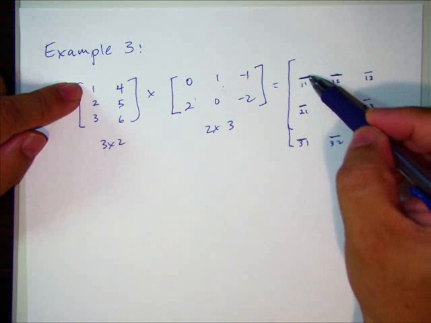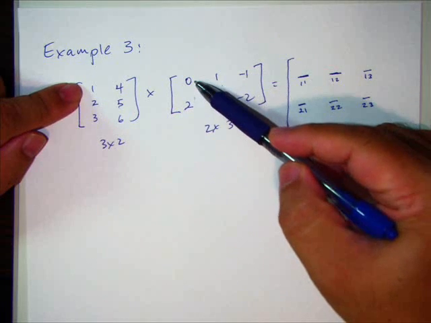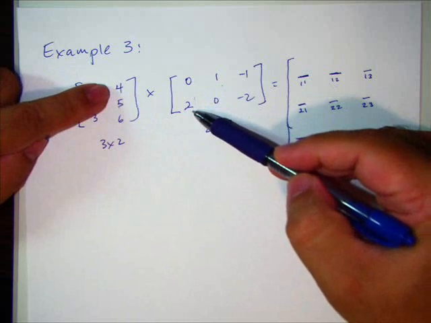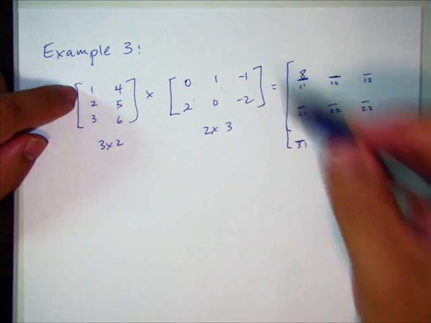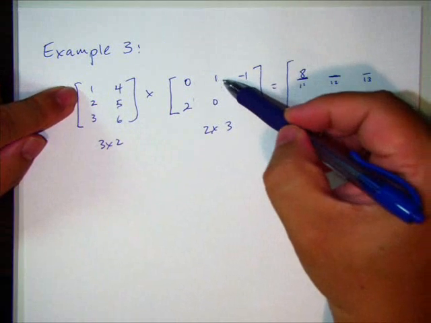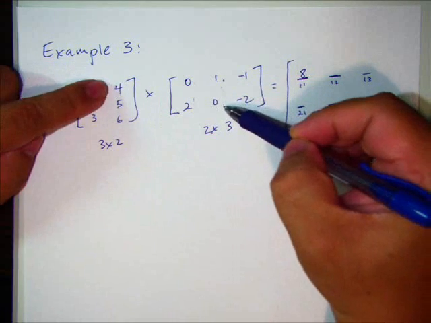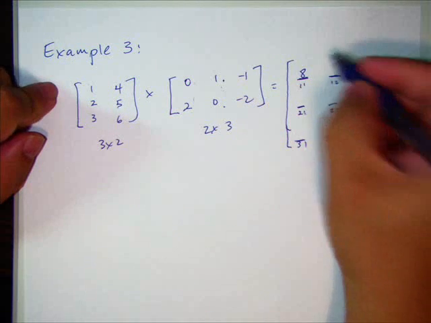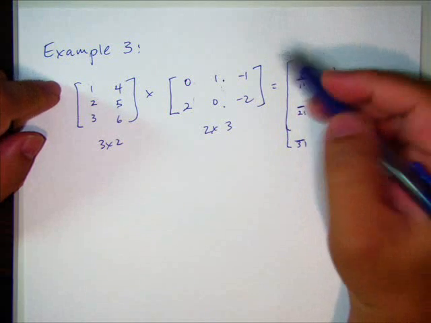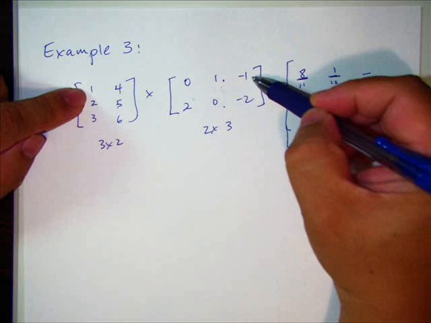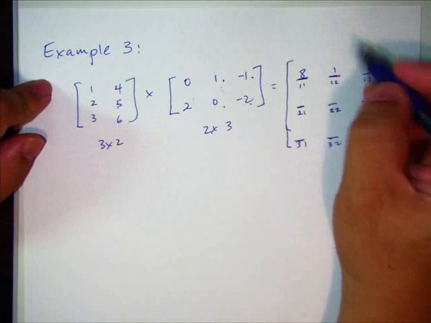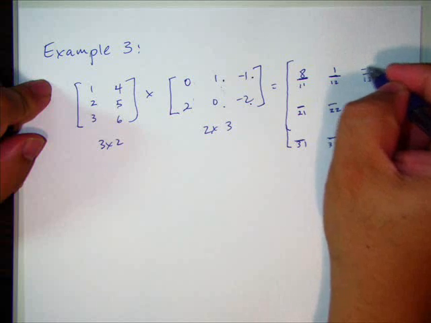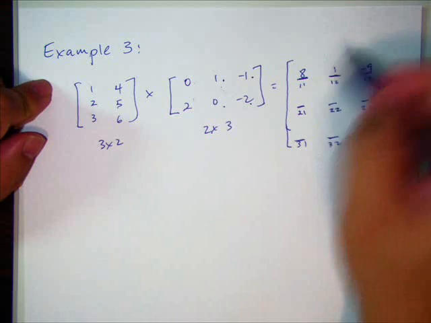Alright, here we go. So 1 times 0 plus 4 times 2 is 8. Next one. 1 times 1 plus 4 times 0 is 1. 1 times negative 1 is negative 1. 4 times negative 2 is negative 8. Negative 1 plus negative 8 is negative 9.